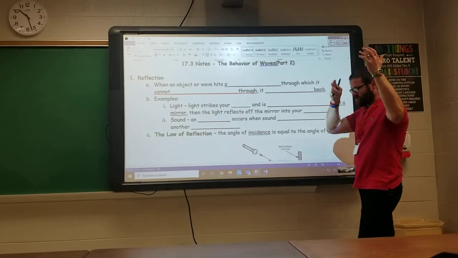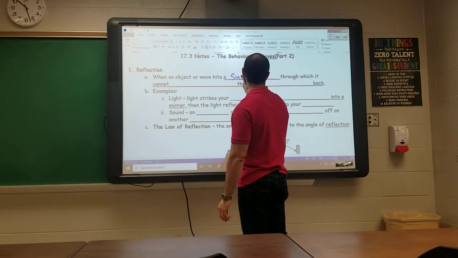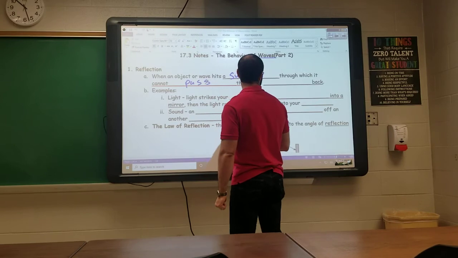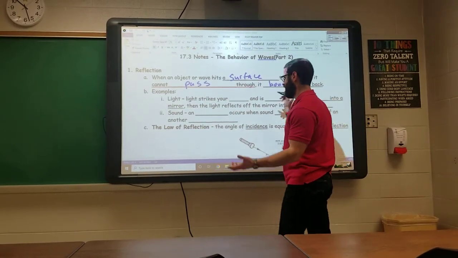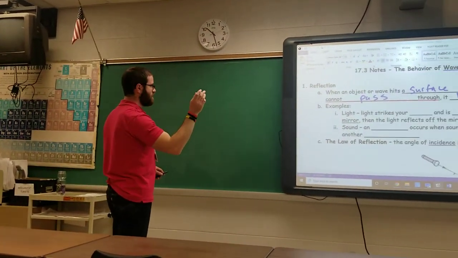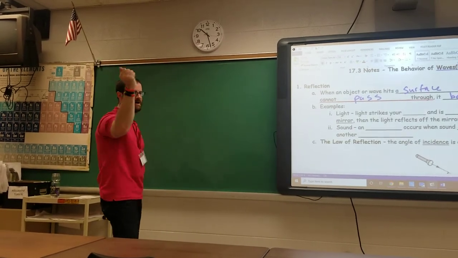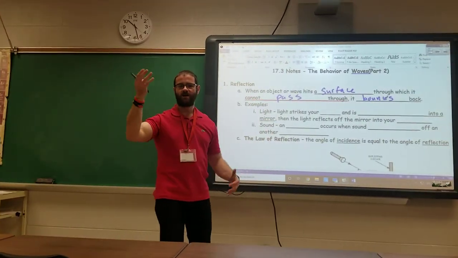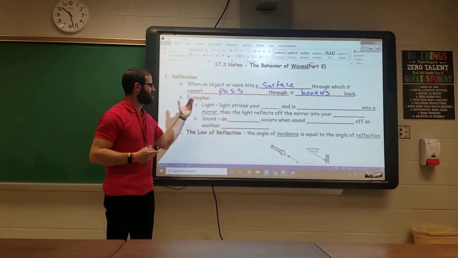So you may have heard this term before. This is when an object or wave hits a surface through which it cannot pass, and it bounces back. All right, so just think of a paper ball hitting a chalkboard, can't go through it. It bounces back, it reflects off of the board. Same thing happens with waves, like sound waves and light waves. Let's just talk about it first in terms of light waves.